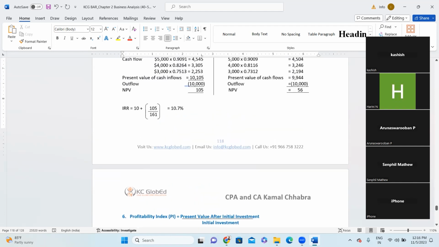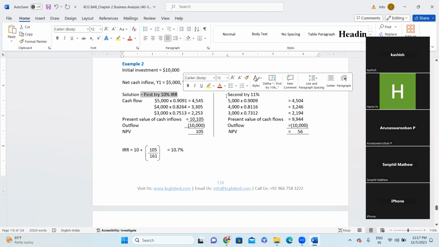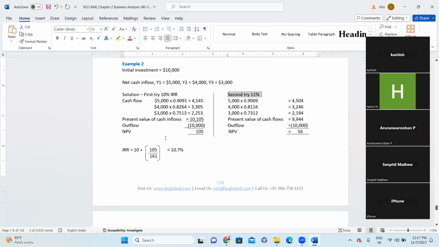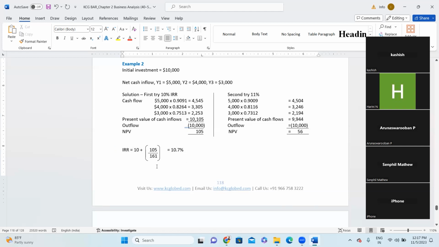What is 10 here? 10% is what you tried first, and 11% is what you tried second. So the IRR will be between 10 and 11%. That is 10% plus 105 divided by 161. So 10% is the base from where you have started.